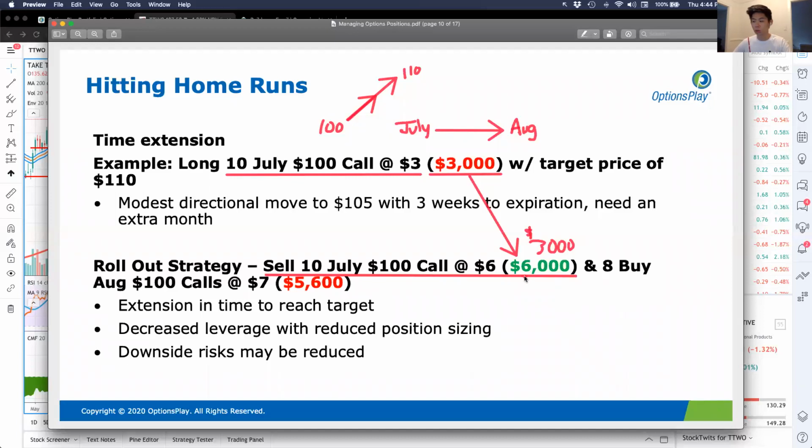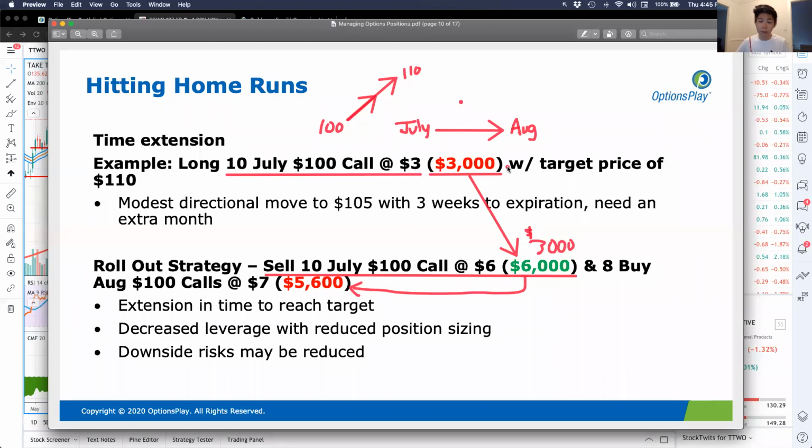And the goal here is to make sure that you're not paying more than what you're bringing in from selling those July options. So in this particular case, maybe you're only able to buy 8 contracts of the August ones. But what you've done is you've basically bought yourself a little bit more time without adding more risk. You're actually taking a little bit of risk off the table here because you received $6,000 in credits, but you only spent $5,600 to buy these August calls. So you've reduced your total risk from $3,000 down to $2,600. Not a significant reduction in risk, but what you've done is you've bought yourself a whole other month in time while taking on $400 less in risk.